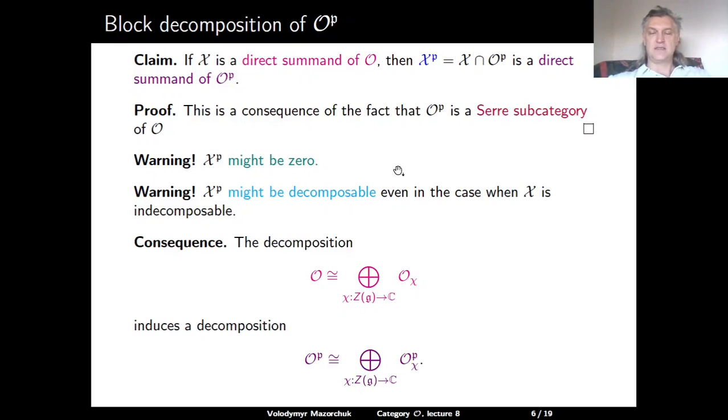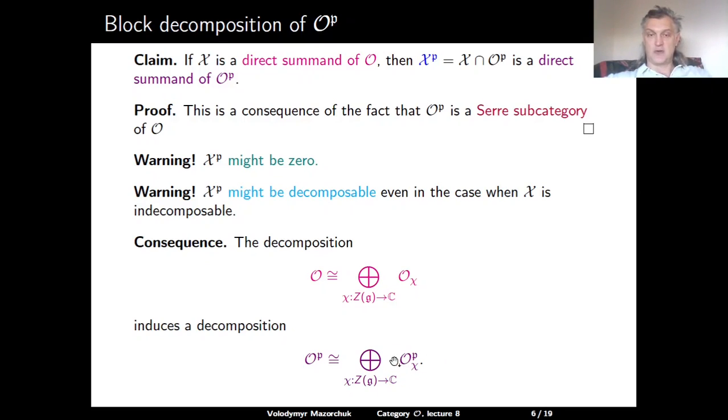But in any case, a consequence of this is that the central character decomposition of O, so O is isomorphic to a direct sum of O chi, where chi runs through the set of all central characters, induces a decomposition of OP into a direct sum of OP chi's, again where chi runs through the set of all central characters.